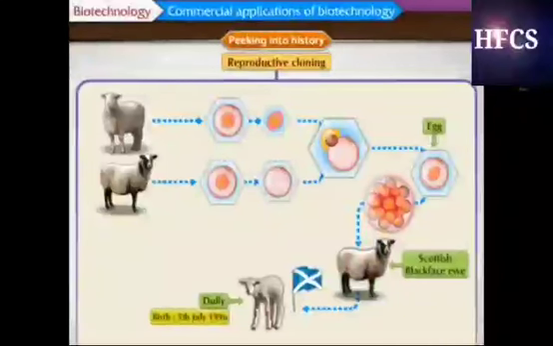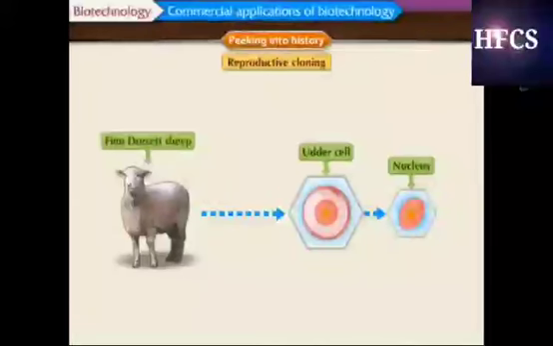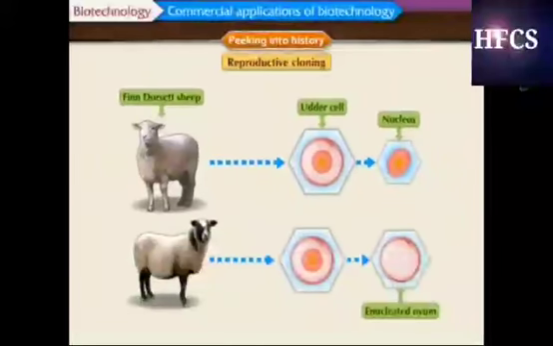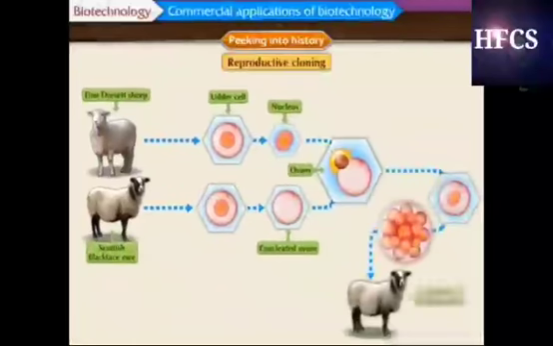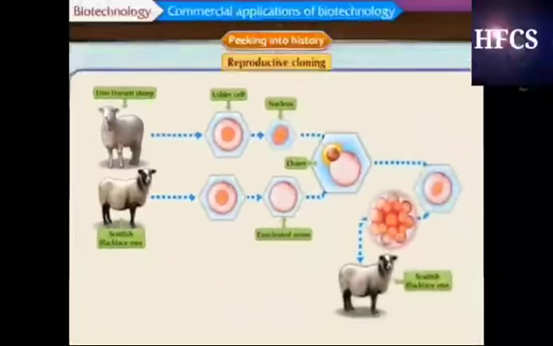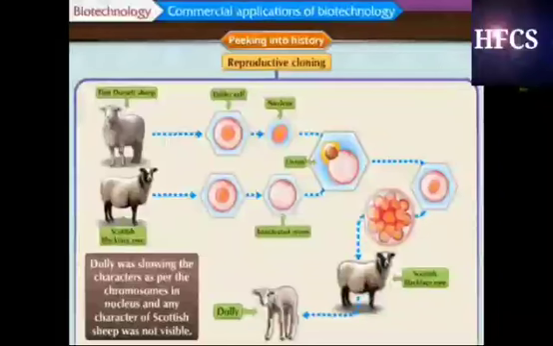The nucleus from the udder cell of a sheep of the Finn Dorset variety had been introduced into the enucleated ovum of a Scottish sheep. Then the ovum was allowed to develop in the uterus of the Scottish sheep and thereby Dolly was born. It showed the characters as per the chromosomes in the nucleus, and no character of the Scottish sheep was visible.